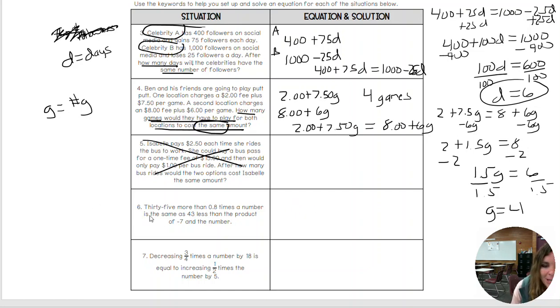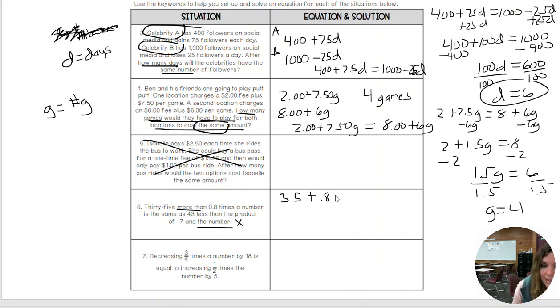So number 6, 35 more than 0.8 times a number is the same as 43 less than the product of -7 and the number. Okay, so we don't know what the number is. What we do know, though, is that 35 more than, and that more than is addition, so 35 more than 0.8 times a number, and remember, we don't know what the number is, so let's call that the variable x.